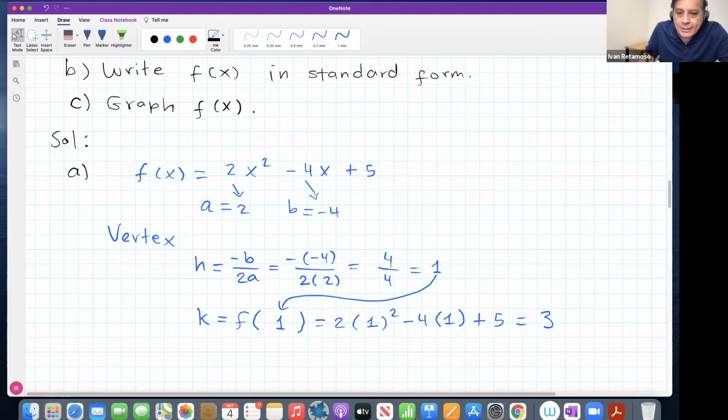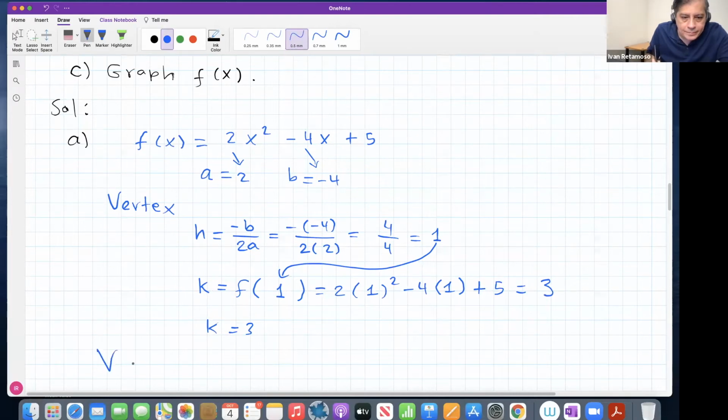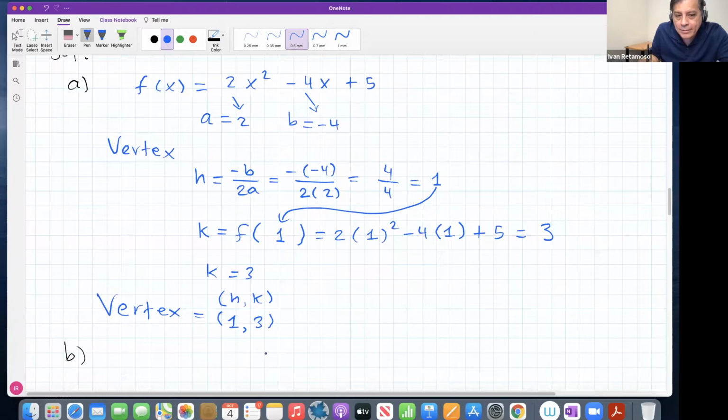So k equals 3 tells me that the vertex of this parabola should be h comma k, right? But what is that? h is 1, k is 3. So this is the vertex. Very important that you find the vertex. It has a lot of information encapsulated there.